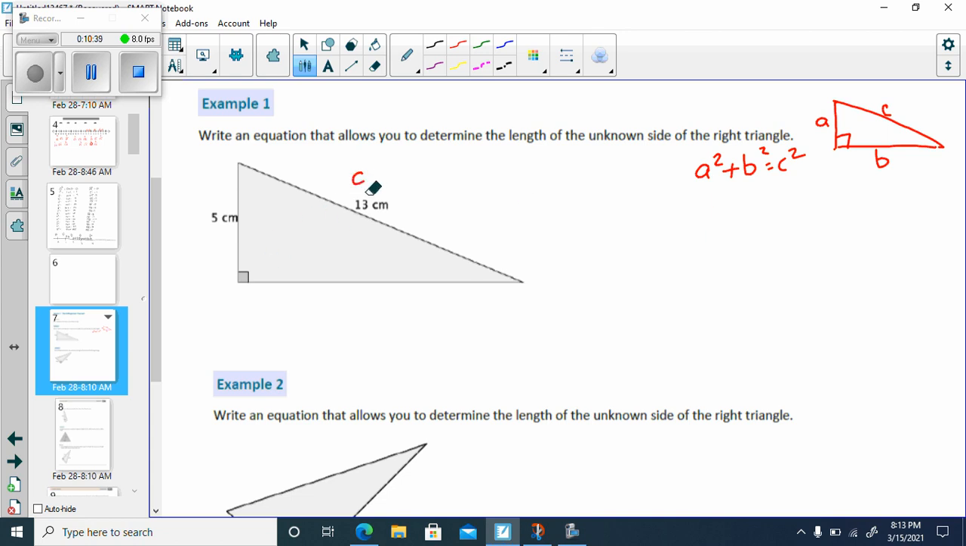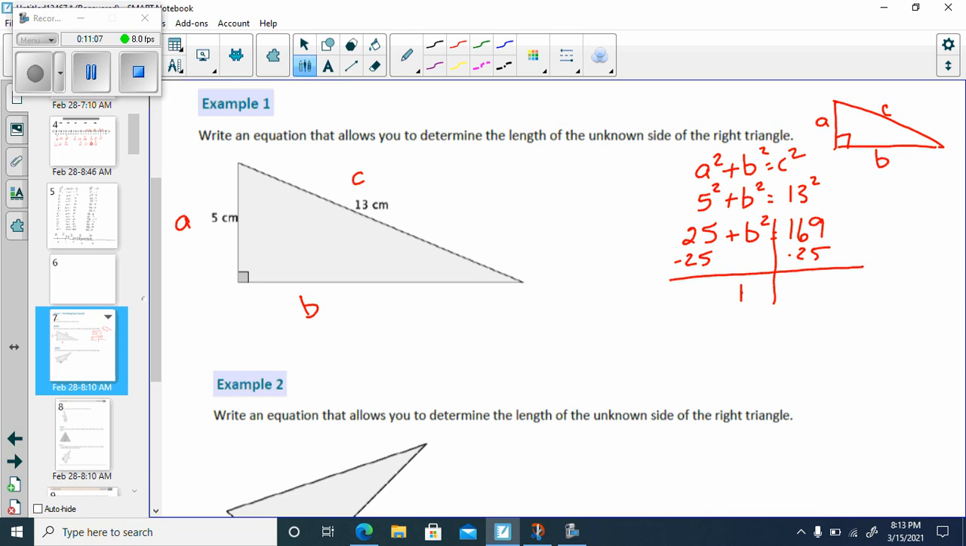A squared plus b squared is equal to c squared. Here's our c because it's across from the right angle. It's the hypotenuse. Doesn't matter here which one's A and B. Okay, my A is 5. My B, I do not have. My C is 13. 5 squared is 25, plus your B squared is equal to 13 squared is 169. Okay? Let's subtract 25 from each side. And that would give me B squared is equal to 9 minus 5 is 4. 6 minus 2 is 4.